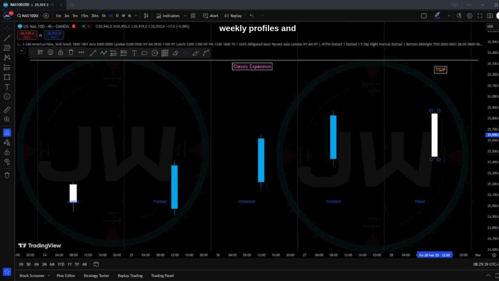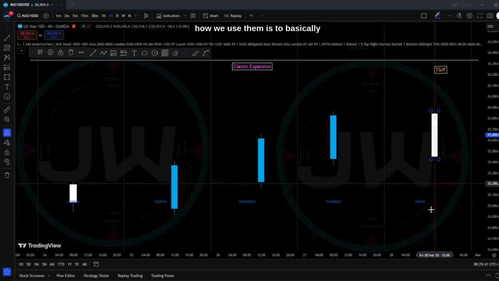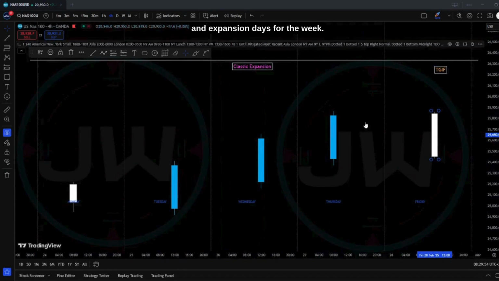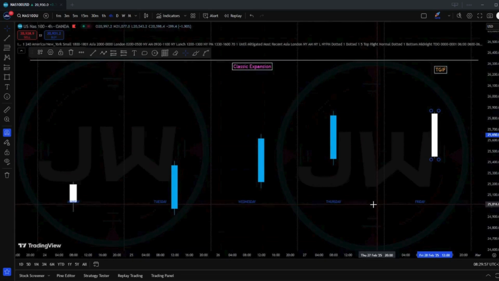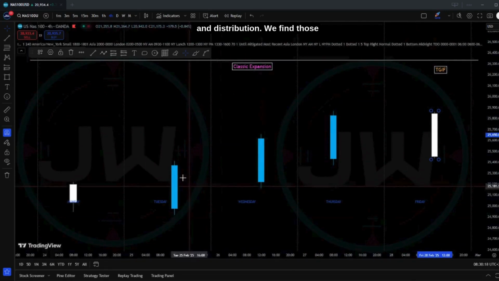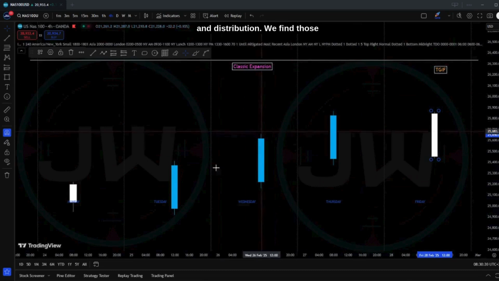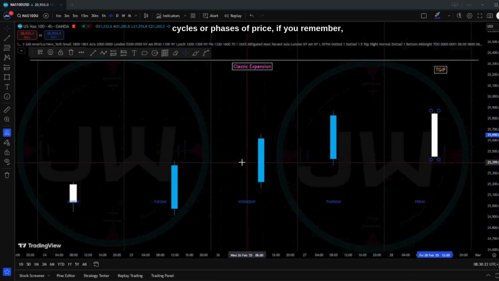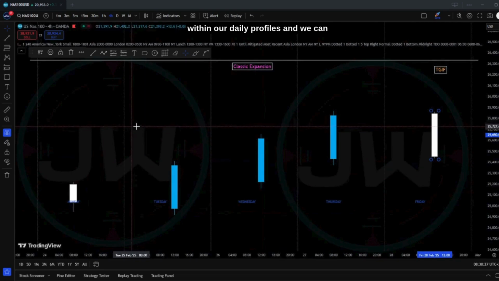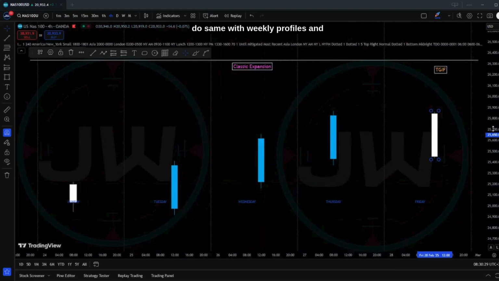Today I'm going to go over weekly profiles, and how we use them is to basically frame our potential reversal and expansion days for the week. So we know the phases of price: accumulation, manipulation, and distribution. We find those cycles or phases of price, if you remember, within our daily profiles. And we can do the same with weekly profiles.